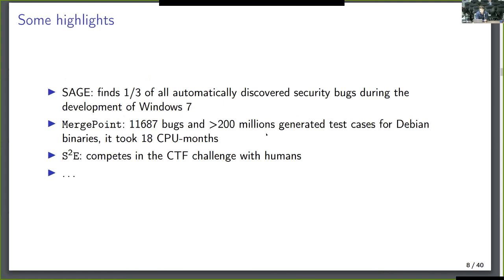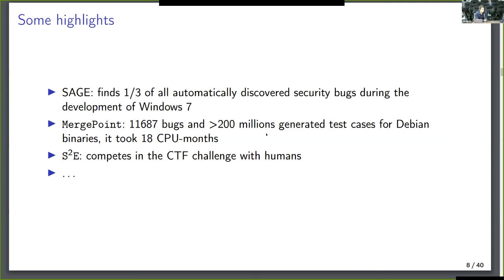Well, there are some academic, not academic, even practical achievements of symbolic execution. So these are 3 that pop into my mind immediately. I'm sure that some experts in symbolic execution can tell much more about these achievements. So for instance, there was the SAGE symbolic execution engine written in Microsoft Research, and it managed to find 1/3 of all automatically discovered bugs in some applications developed during the development of Windows 7. We have this Mergepoint Cluster that managed to find almost 12,000 bugs in different Debian binaries.